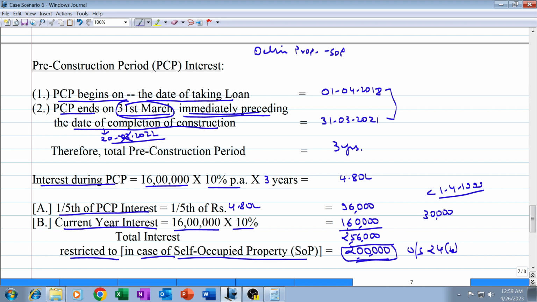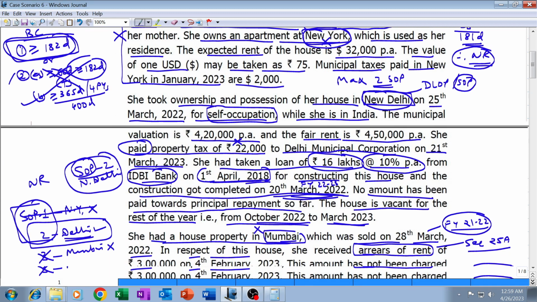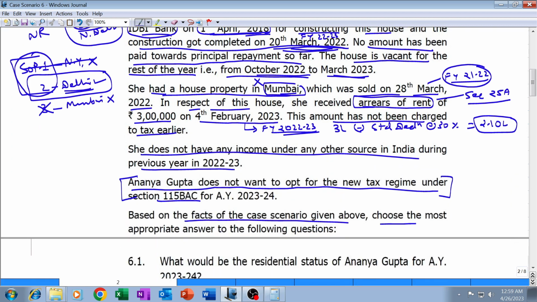We know pretty well. Now coming back, what is the question? So pre-construction and current year interest combined together for this New Delhi based property will be 2 lakh rupees.